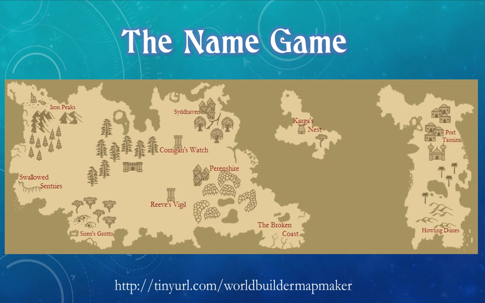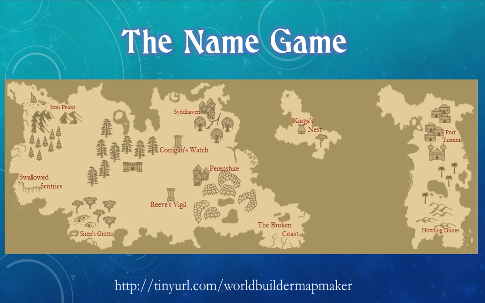Our 2 watchtowers we've named after esteemed guards, men that have protected the area. We've got Reeves Vigil and Corrigan's Watch. Then they protect the roads between the capital, which I have left unnamed on purpose, and the village of Perrinshire.